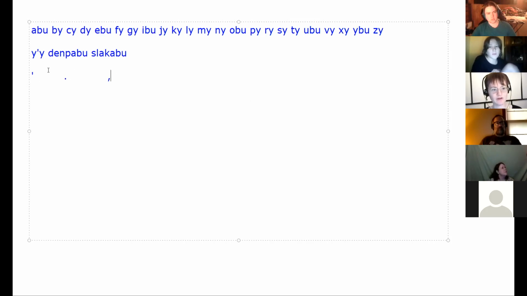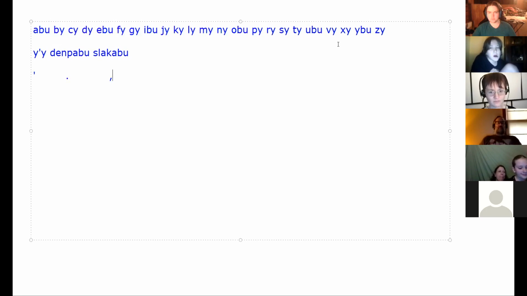Oh, interesting. So I didn't know that the period and the comma were called denpabu and slakabu. Yeah, denpa-bu, can you see when I highlight it? Yep. Denpa is weight letter, denpa-bu is weight letter, slakabu is syllable letter. And these are all the names of the rest of the letters. The consonants, you just add a Y for the names. Ba, sha, da. The vowels are abu, ebu, ibu, obu, ubu, and those are all regular. It doesn't change, as soon as you know it, you just know it.